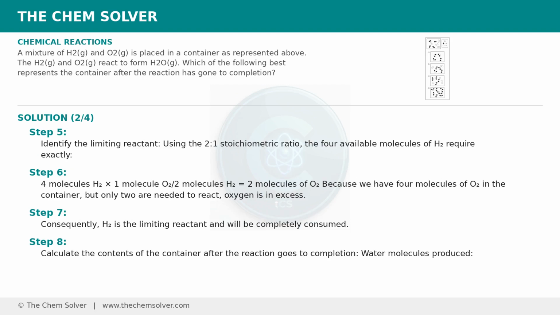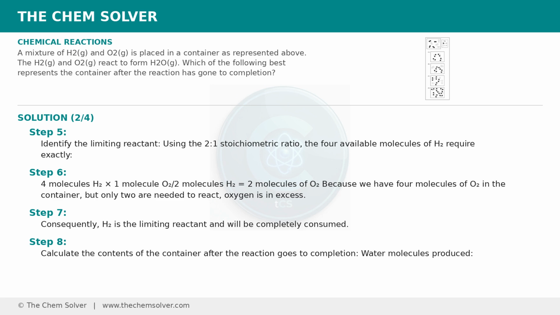Identify the limiting reactant. Using the 2:1 stoichiometric ratio, the 4 available molecules of H2 require exactly 4 molecules H2 × 1 molecule O2 / 2 molecules H2 = 2 molecules of O2, because we have 4 molecules of O2 in the container, but only 2 are needed to react. Oxygen is in excess. Consequently, H2 is the limiting reactant and will be completely consumed.